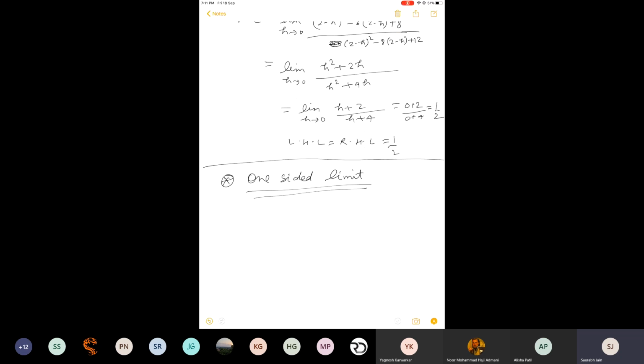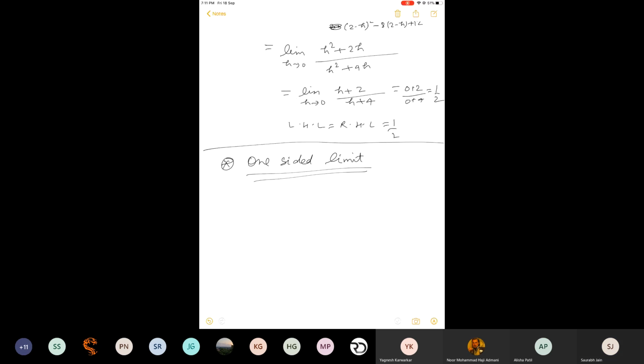This small topic is called one-sided limit. As the name suggests, sometimes only one side limit, that is LHL or RHL, is present in the domain.